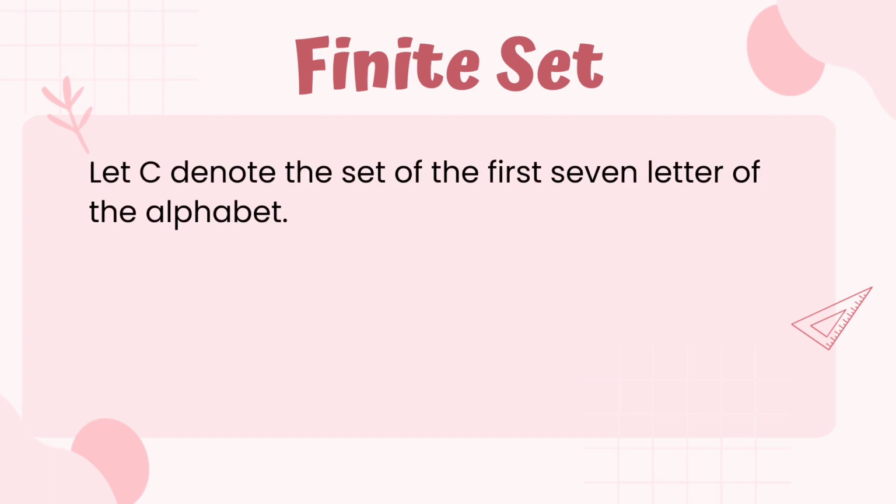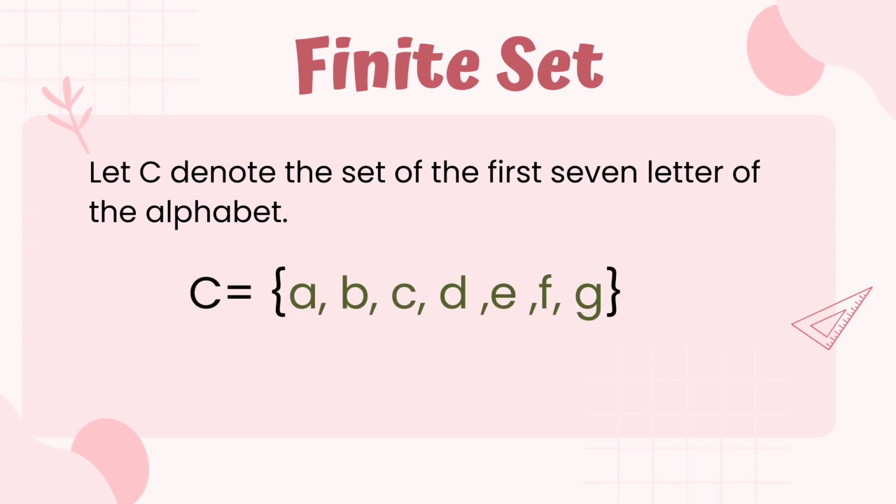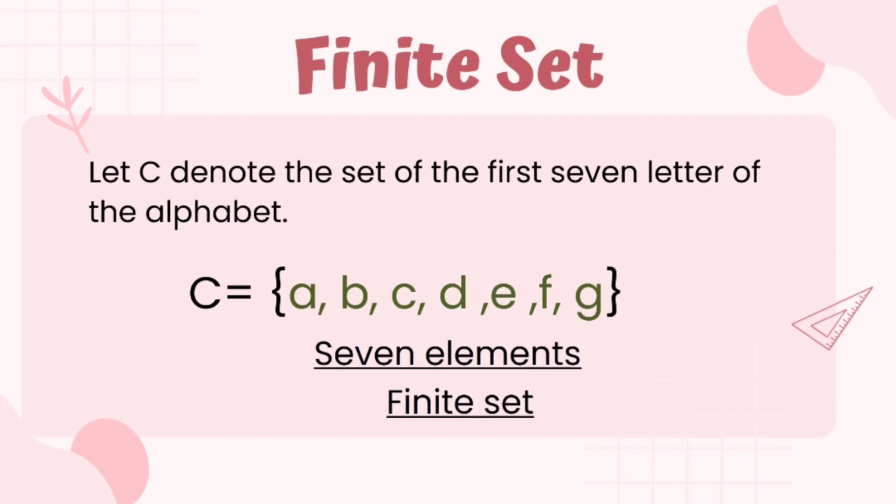Let C denote the set of the first 7 letters of the alphabet. So C is equal to A, B, C, D, E, F, and G as elements of this set. You can see that this set has exactly 7 elements, and this would be an example of a finite set. I think that's very easy to see.